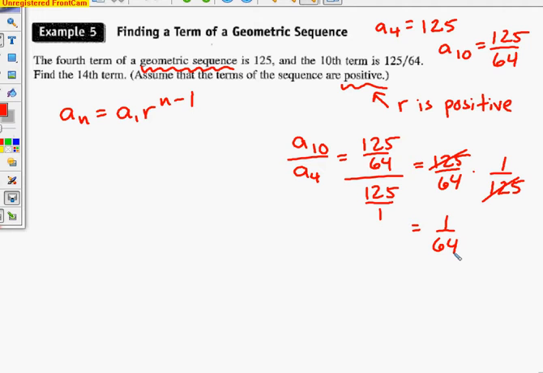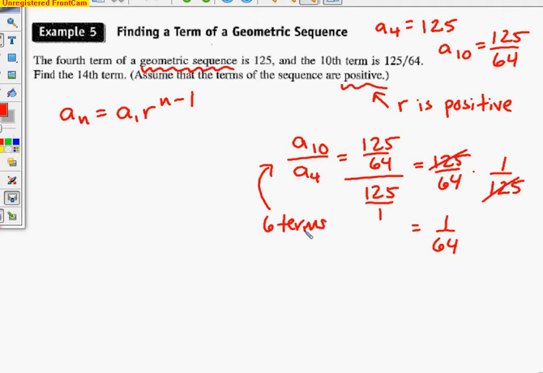Okay? But how many terms are between these two? There are 6 terms. Okay? So if you remember with the arithmetic, you took the number and divided by 6, because the difference was just being added on however many times. So there were 6 terms in between, so you're adding 6 differences.